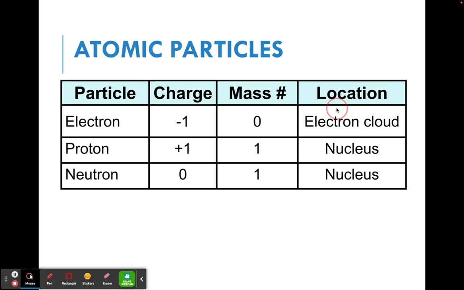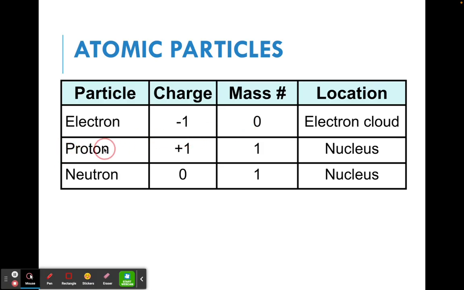We also call them orbitals. So the electrons are in the orbitals or electron clouds. Then these are outside the nucleus. So that's important to remember. These are outside the nucleus. The other two particles are in the nucleus. So let's go to the next two particles.